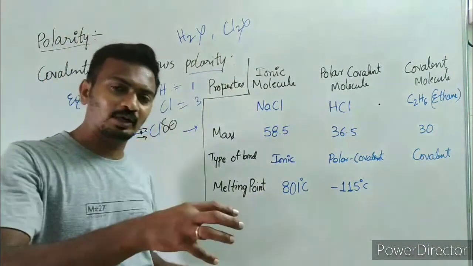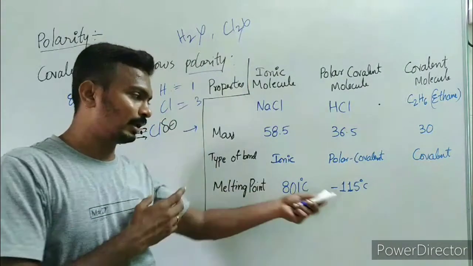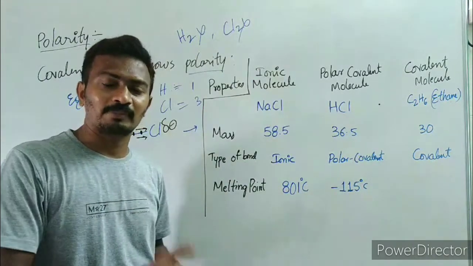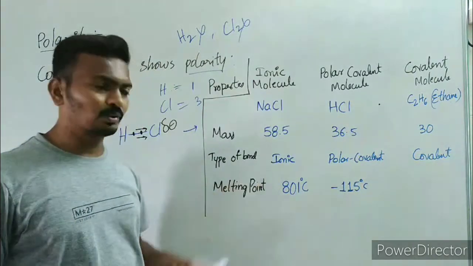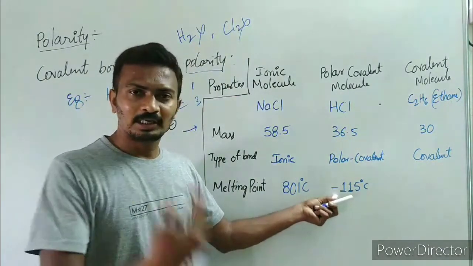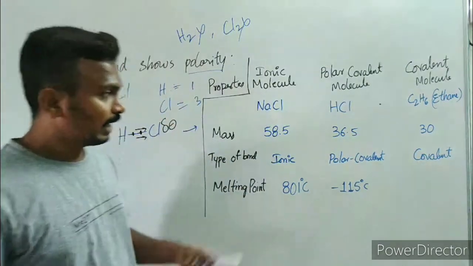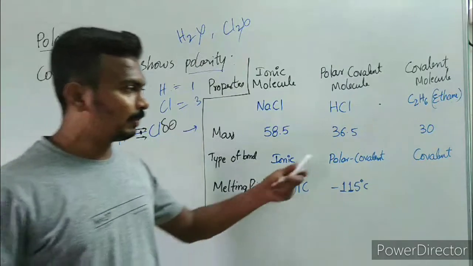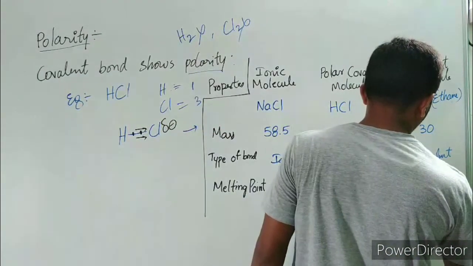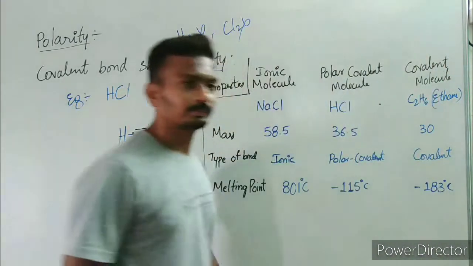That means in order to convert it into solid, we still require to decrease the temperature to below minus 115. Actually, we should say less than minus 115 because the minus sign indicates that the temperature is decreasing, right? And if you take the melting point of ethane, it is minus 183 degrees centigrade. Boiling point.